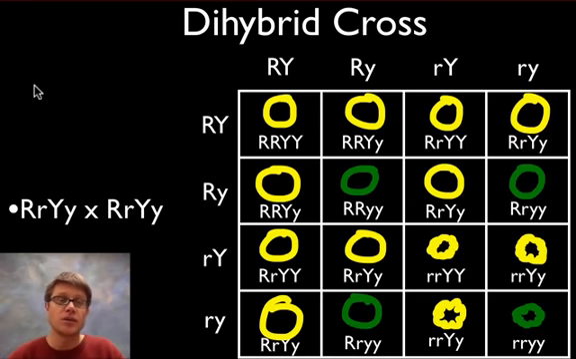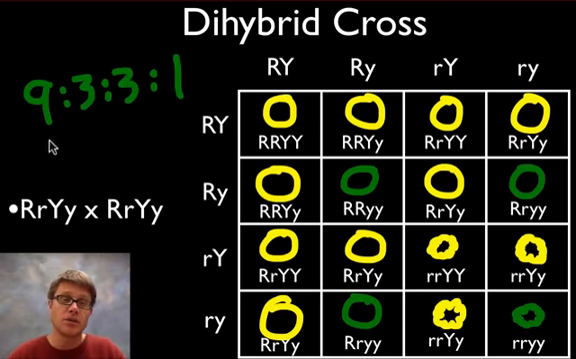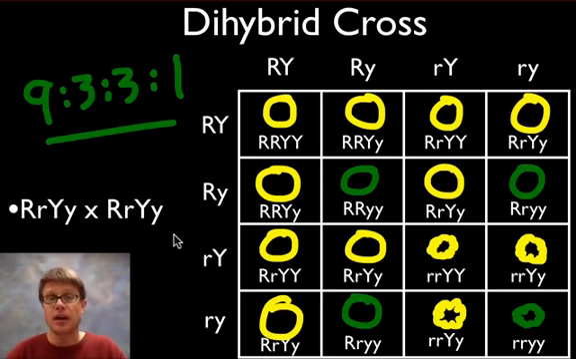Okay, and so when we say there's a 9 to 3 to 3 to 1 ratio, that's just a typical dihybrid cross. We're going to have 9 of the phenotypes that are round and yellow, 3 of the phenotypes that are round and green, 3 of the phenotypes that are yellow and wrinkled, and then only 1 of the ones that's not. And that's only going to work if you are able to set up your gametes correctly on the side.